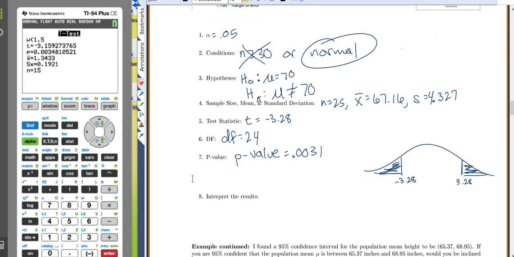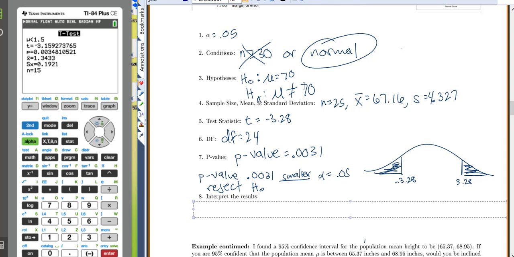And then we go through and interpret our results. So our p-value of 0.0031 is smaller compared to alpha equals 0.05. So we will reject our null hypothesis. If we reject our null hypothesis, we have evidence for the alternative. So here's my alternative, mu is not equal to 70. So we have evidence that the population mean height is different from 70 inches.